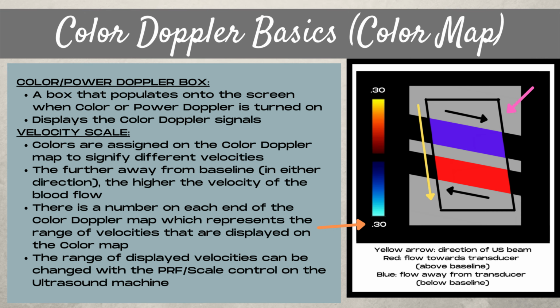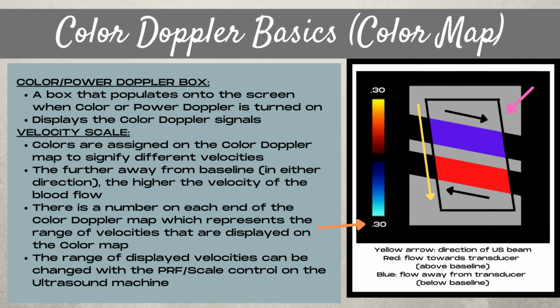And we also have the velocity scale. Colors are assigned on the color Doppler map to signify different velocities of flow. The further away from baseline in either direction, and baseline is the black color on the color Doppler map, the higher the velocity of the blood flow. And there's a number on each end of the color Doppler map, which represents the range of velocities that are displayed on the color map. And the range of displayed velocities can be changed with the PRF or the scale control on an ultrasound machine.